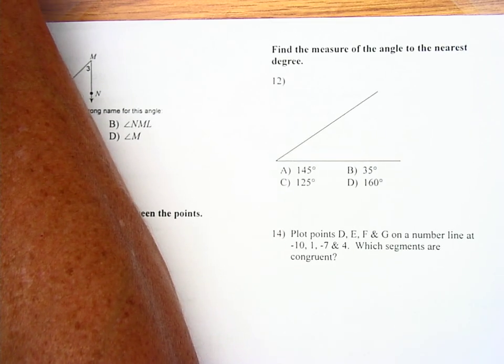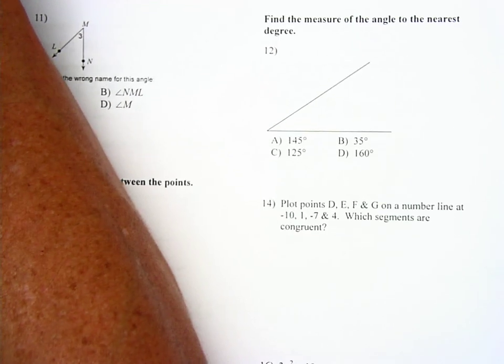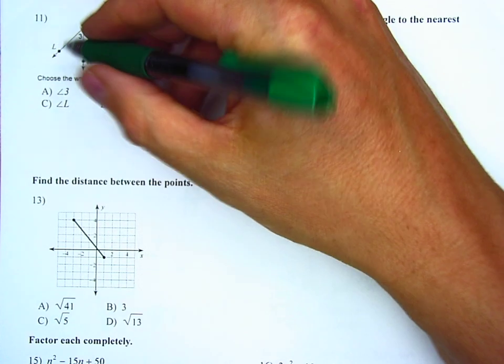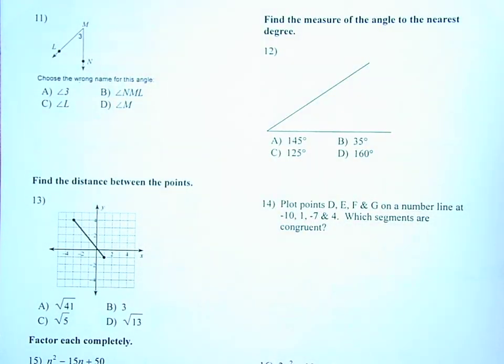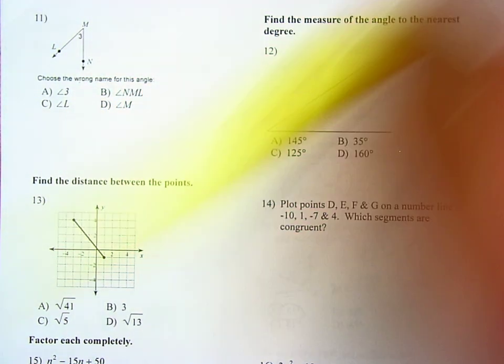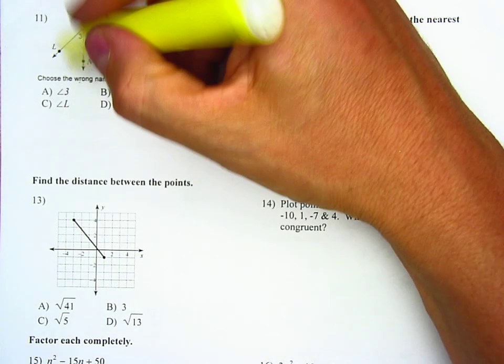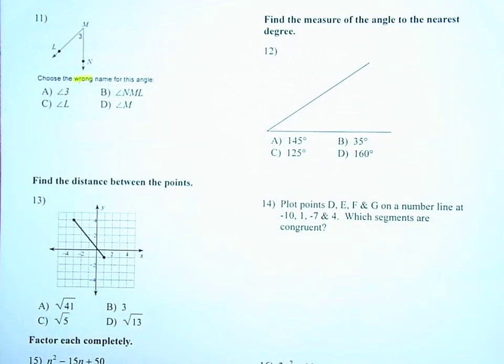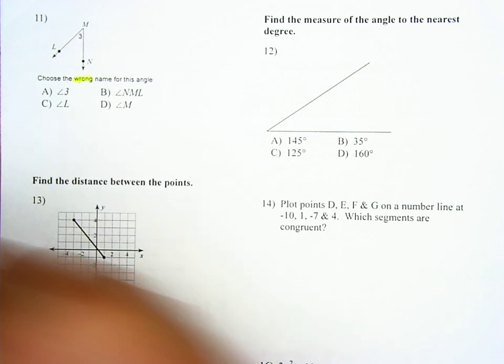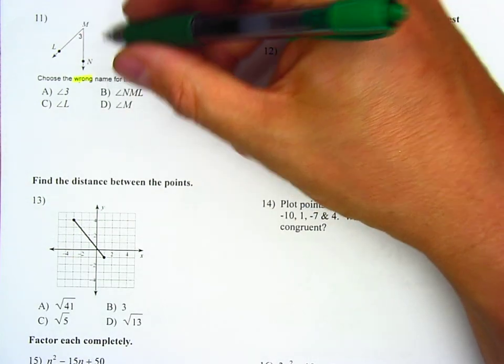All right. Next question. What does it say here? Choose the wrong name, not the right name, because 3 of these are correctly labeled. 1 of these is wrong, an incorrect name. Choose the wrong name for this angle.